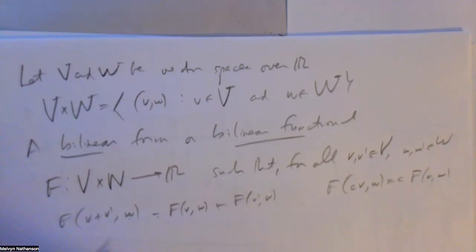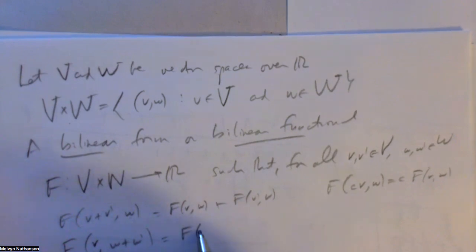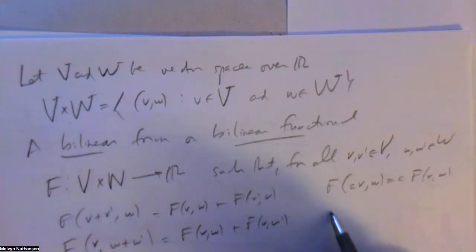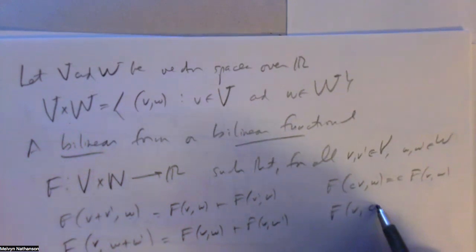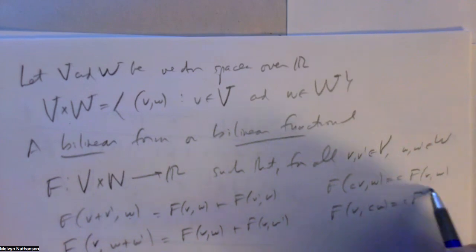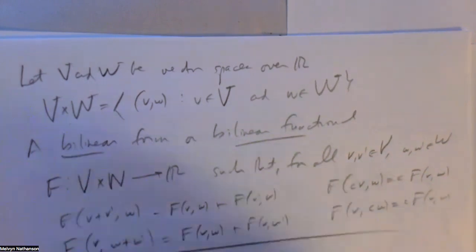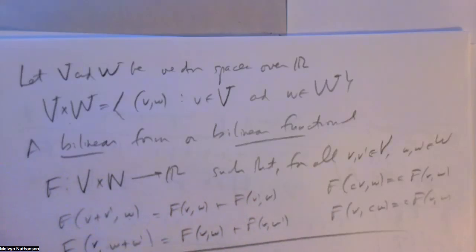It's a linear transformation. And also, if you hold the first coordinate fixed, and you look at this as a function of the second coordinate, f of (v, w plus w prime) is f of (v, w) plus f of (v, w prime), and f of (v, scalar times w) is the scalar times f of (v, w). So that's what is called a bilinear form.